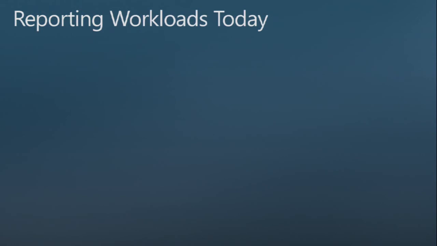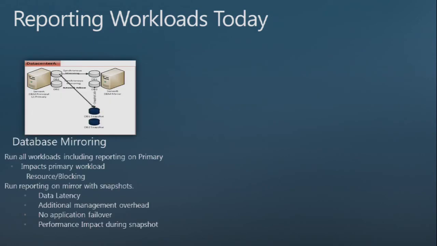So if you look at reporting workloads today, let's first look at the database mirroring high availability configuration. As you know, you cannot really run any workload on the mirror. So what DBAs do is run their reporting workload on the primary node. Now the challenge with that is the primary workload is going to compete for resources with the reporting workload. Reporting workload is going to take CPU cycles and use IO bandwidth. So your primary workload is competing, and thereby it can slow down.